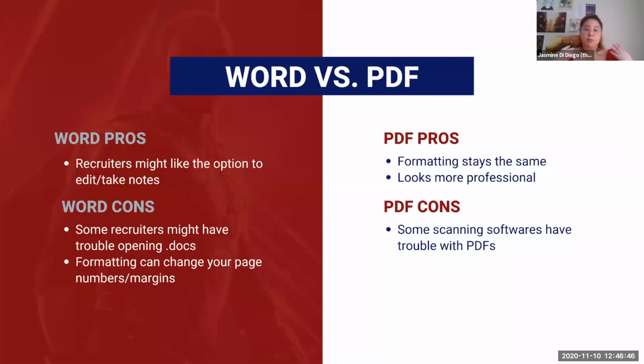When they open it, it might be more than 1 page, which is seen as unprofessional for resumes. Even if it looks like 1 page on your computer, it might be totally different on someone else's. The formatting can change your page numbers and margins, so it won't look like what you want it to look like. The pro for PDF is that the formatting stays the same. There's no issue of that happening in PDF. It looks more professional because you can't really edit it in any way. The PDF con is that some scanning software has trouble reading PDFs, but newer software is able to read PDFs.